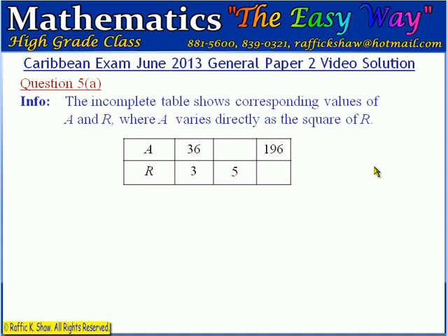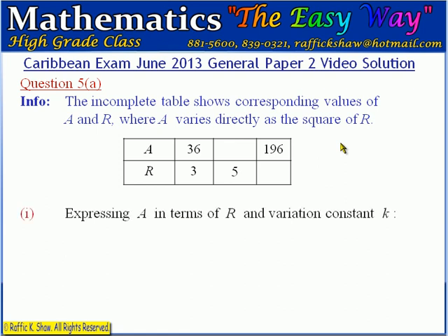We are now at question 5 of the CXC CSEC June 2013 General Paper 2 exam video solution. And in part A, we are given this incomplete table showing corresponding values of A and R, and we are told that A varies directly as the square of R. In other words, A is directly proportional to the square of R.